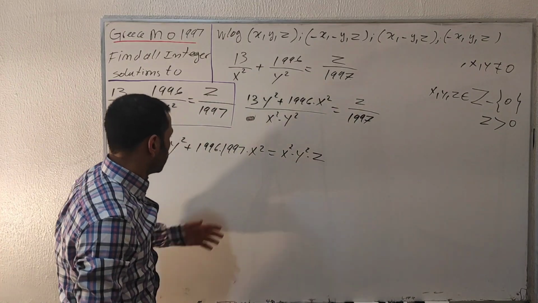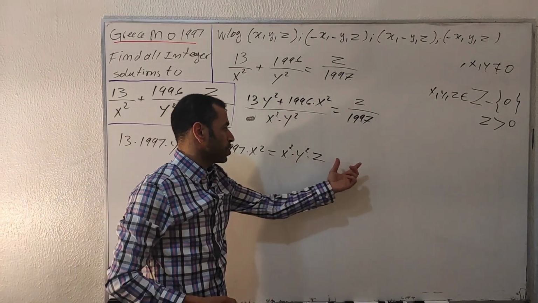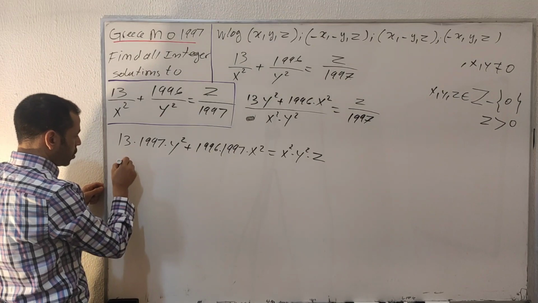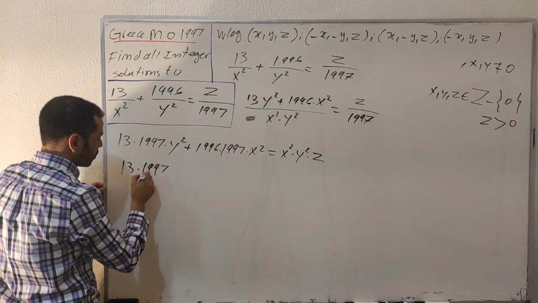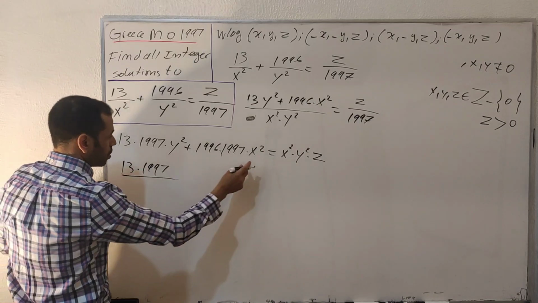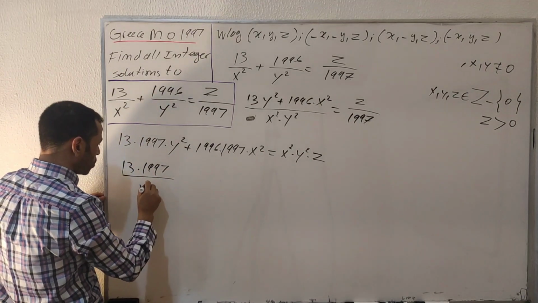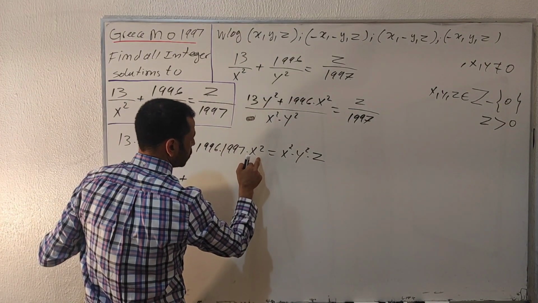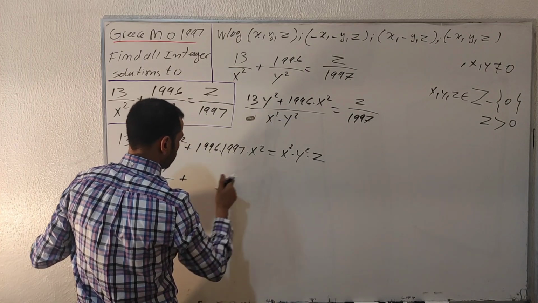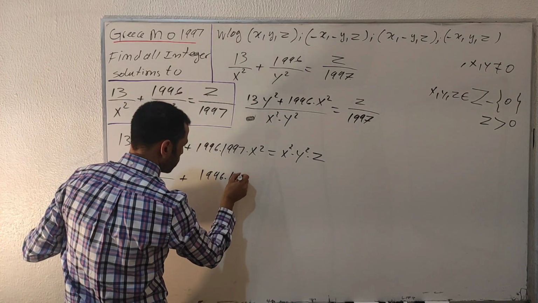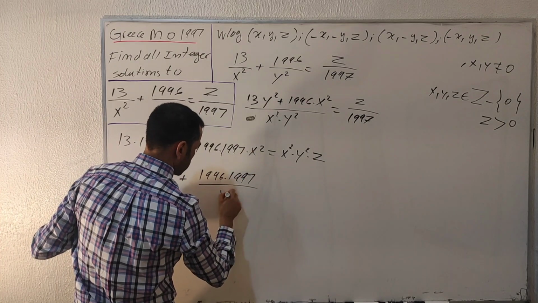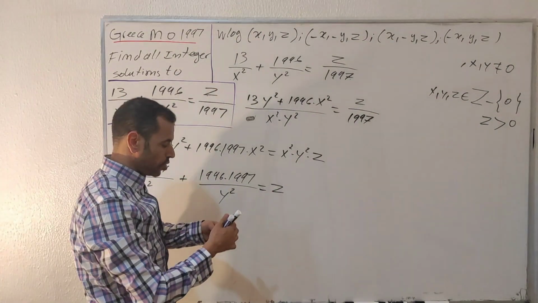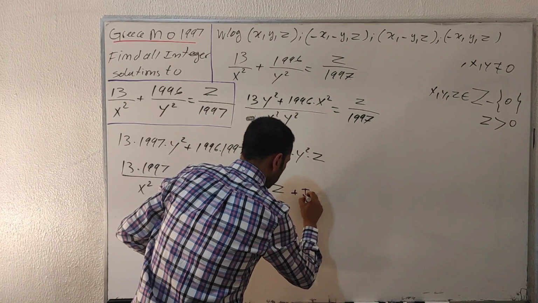Now since x, y and z are different from 0, we are going to divide both sides by x squared y squared. I get 13 multiplied by 1997 divided by x squared, since y squared cancels out. For the second term, x squared cancels out from the numerator, and I get 1996 multiplied by 1997 divided by y squared equals z. We know z is a positive integer.